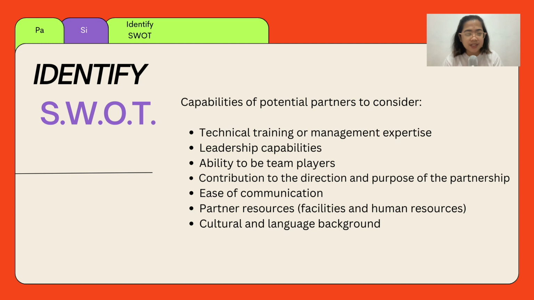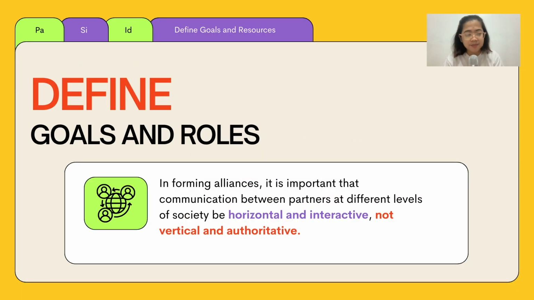Also, these are the following things that potential partners can contribute that should be taken into consideration, including technical training or management expertise, leadership capabilities, ability to be team players, contribution to the direction and purpose of the partnership, ease of communication, partner resources, cultural and language background, and any drawbacks involving this. Next key step is to shortlist the most promising partners and define their roles in the program. Share the program goals and vision with them.